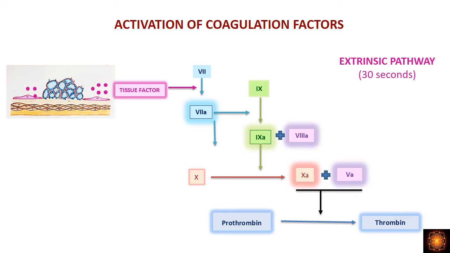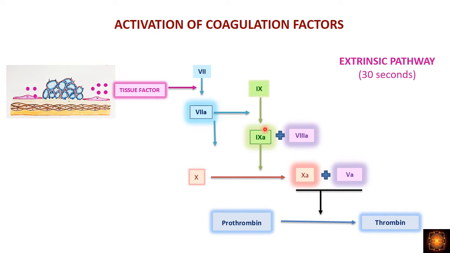Another pathway we have to know about is the extrinsic pathway. Here the pathway is the coagulation pathway. It starts with the production of the tissue factor. This tissue factor will act upon factor 7, converting it into its active form. This activated factor 7 can either directly act on the inactive form of factor 10, converting it into the active 10A, or it can act on factor 9, converting it into 9A.